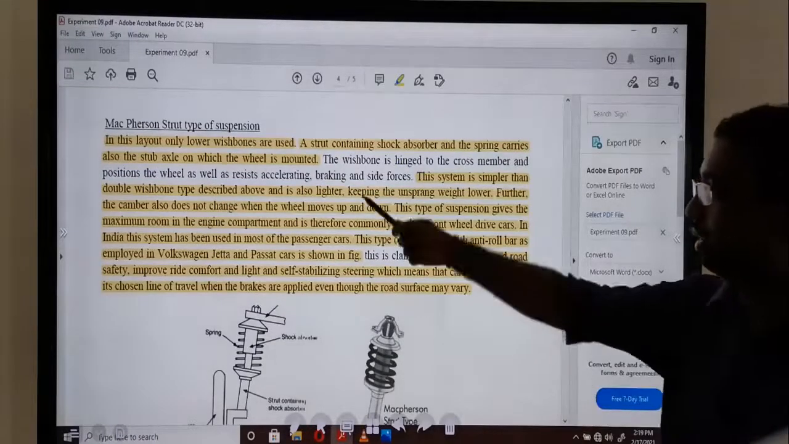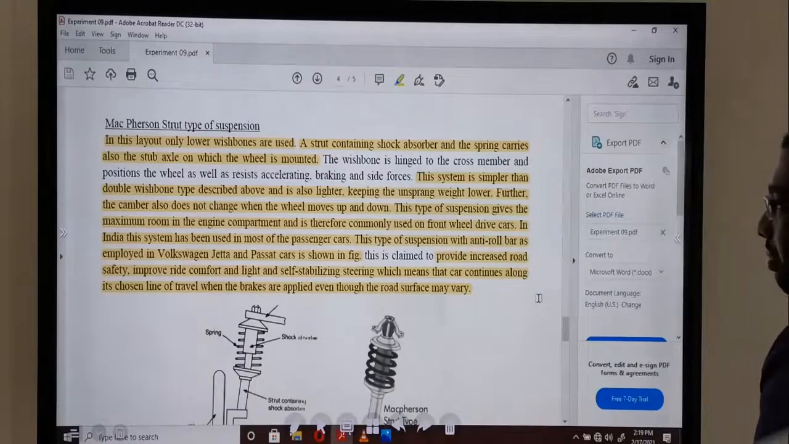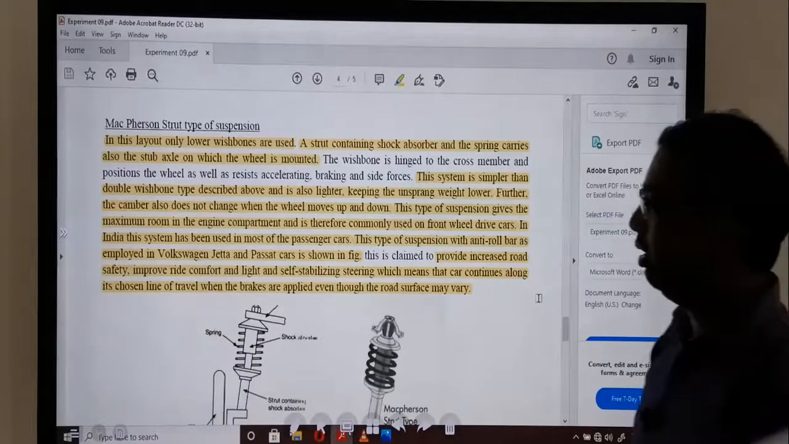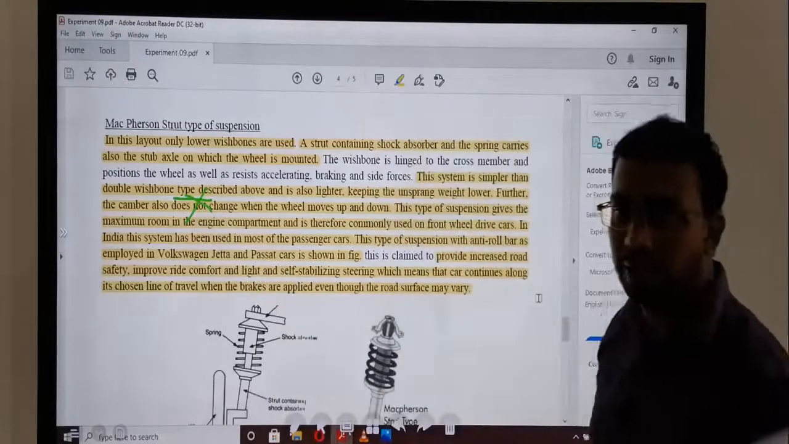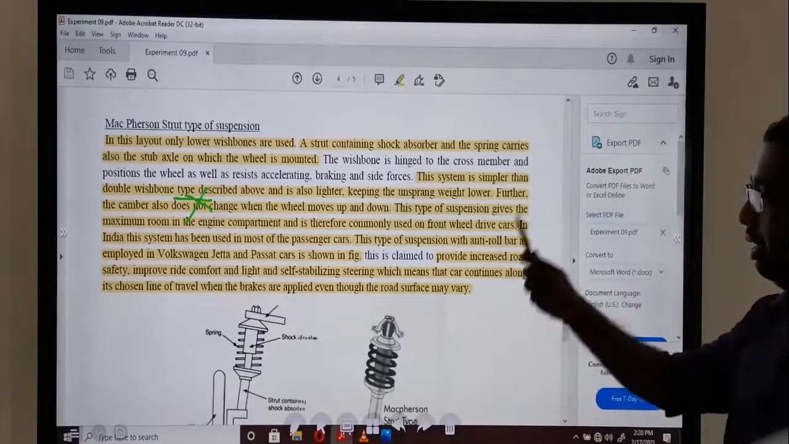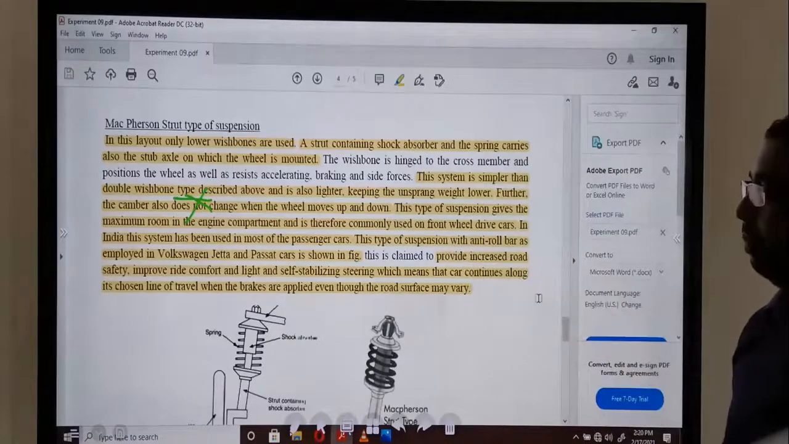The spring carries the stub axle on which the wheels mount. This system is simpler than the double wishbone type described above, and is also lighter, keeping the unsprung weight lower. That means the spring is very small, so there's a weight loss. Further, the camber also does not. Here there is a mistake, actually this is wrong. The camber angle is changed. Compared with the wishbone type, here the change is very high. The camber angle changes.